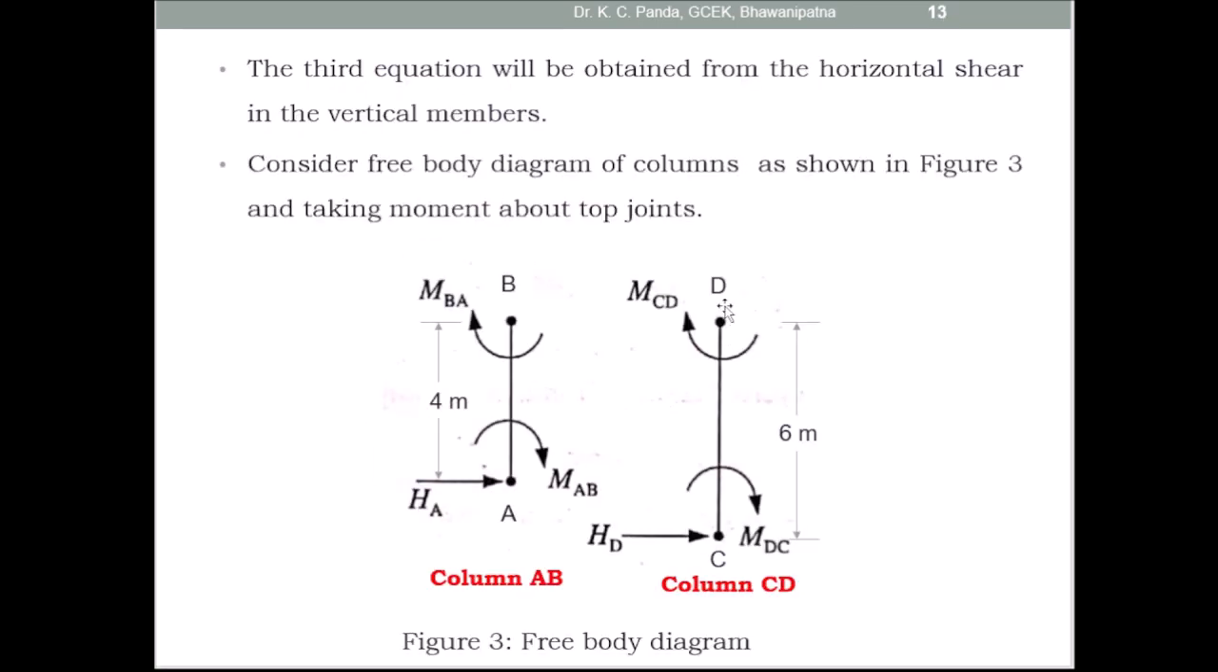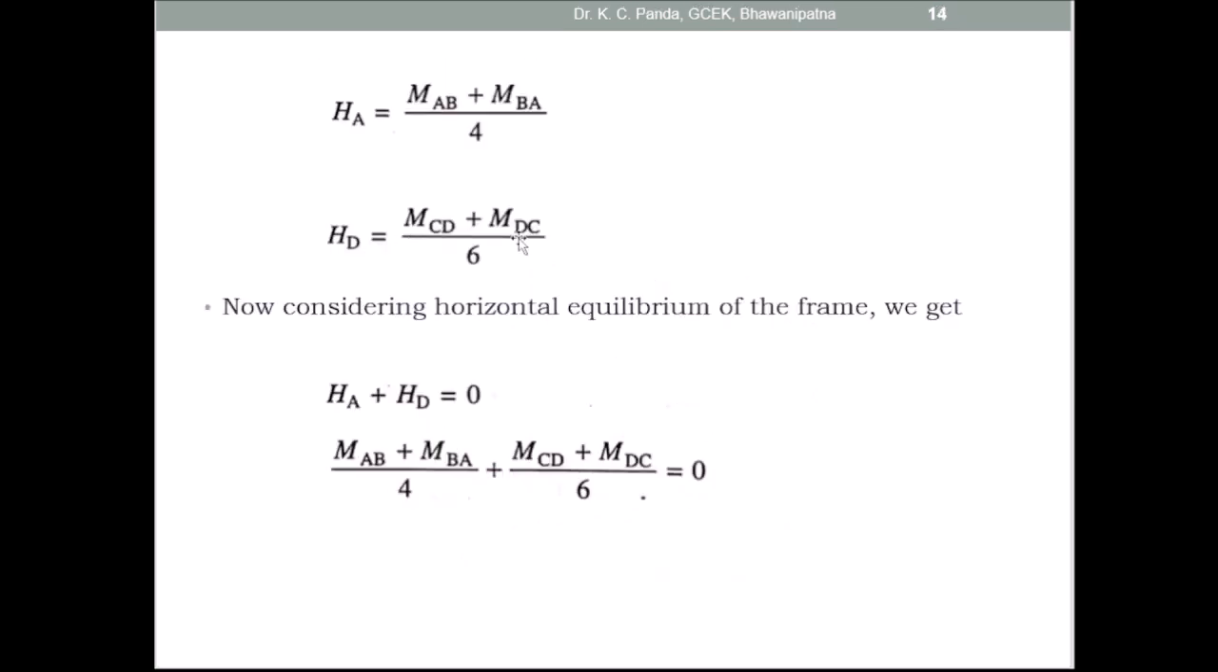Similarly, take the moment about D in column CD, and here also both are clockwise, MDC plus MCD is equal to the anti-clockwise moment, HD into 6. HD is equal to MCD plus MDC divided by 6. So this is the horizontal shear at support A and support D.